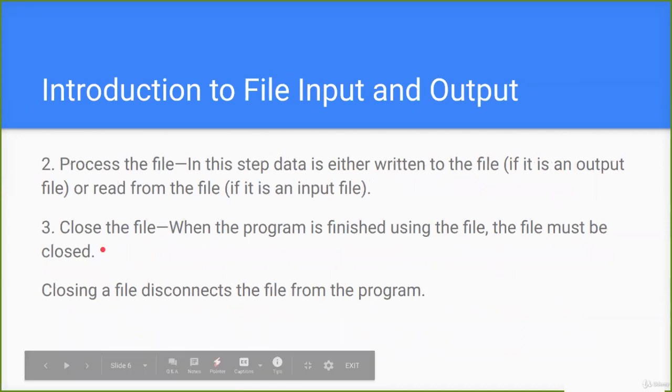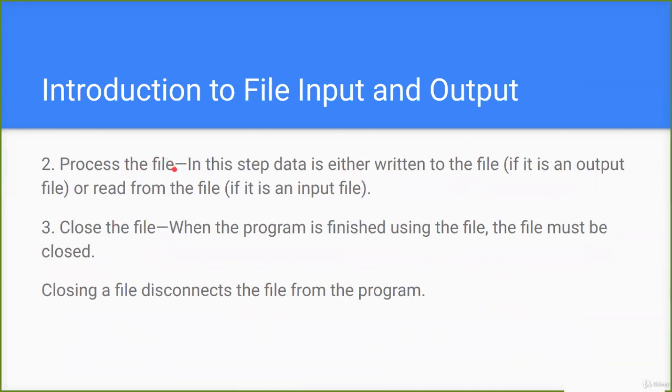The second step is to process the file, which means in this step, you either write some data into the file or read some data from the file. Suppose you want to type something in a Word document. You first open up a file, then write some data into it, then save it, and you finally close the file. Inside Python as well, we'll have to use three such commands to first open up a file, process the file, and then close the file.